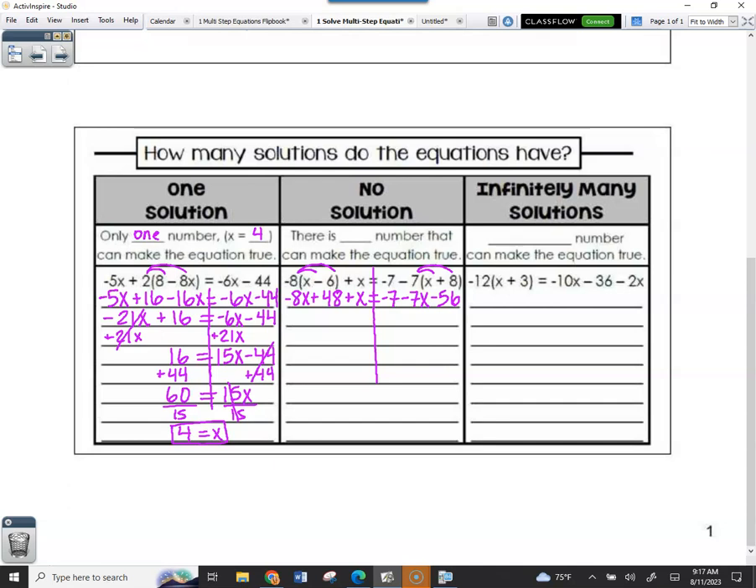So over here, read it carefully. I've got -8x plus x would be what? -7x. Bring down the 48. On the right, I've got -7 minus 56. What's that? -63.